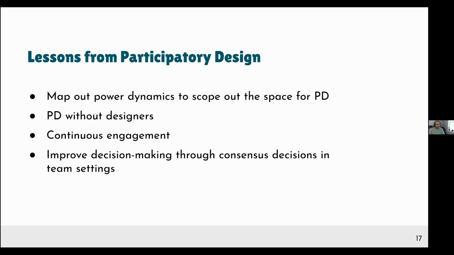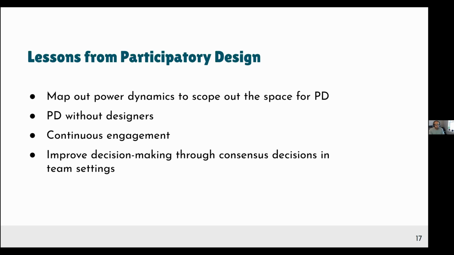And so here are some lessons from our participatory design approach. As I mentioned, it is imperative to map out the power dynamics in the public sector domain and understand where the critical decision-making power sits. This also allows you to carve out the space and scope of participatory design.